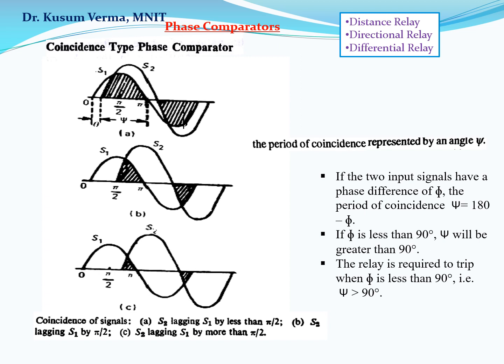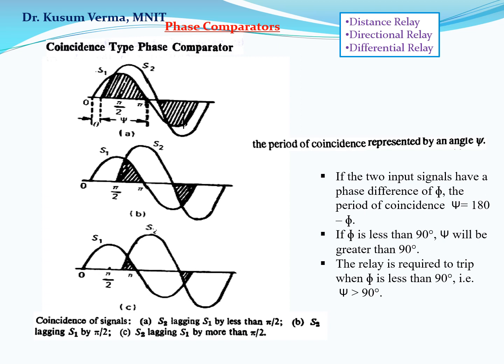Phase comparison can be made in a number of different ways. Some important techniques are the vector product phase comparator and the coincidence type phase comparator. In the vector product phase comparator, the output is proportional to the vector product of the AC input signals. Hall effect phase comparator and magnetoresistivity phase comparator fall under this category. Another important type of phase comparator is the coincidence type phase comparator, which will be discussed in this section.